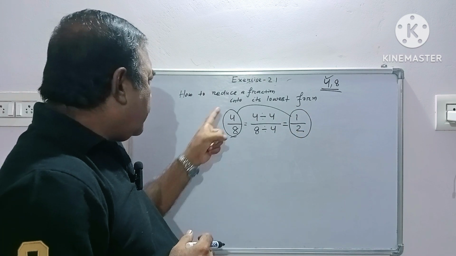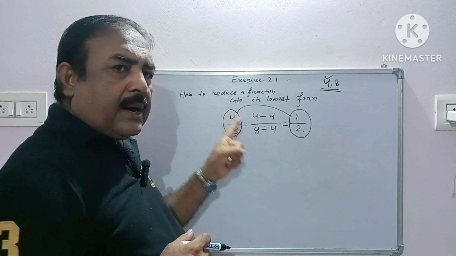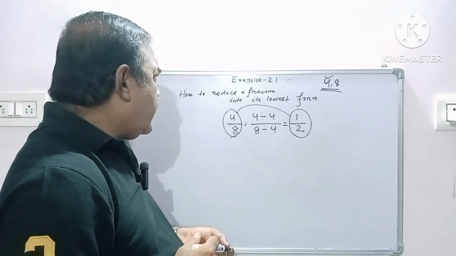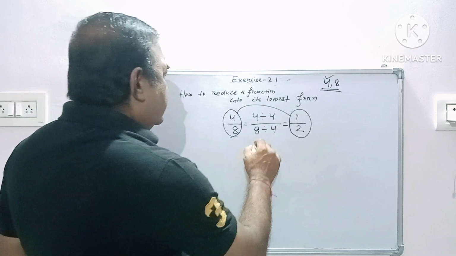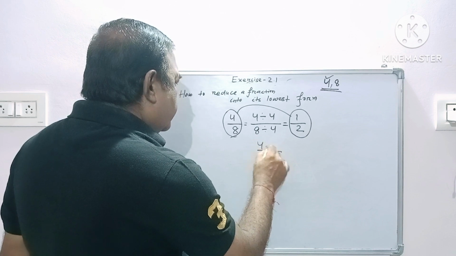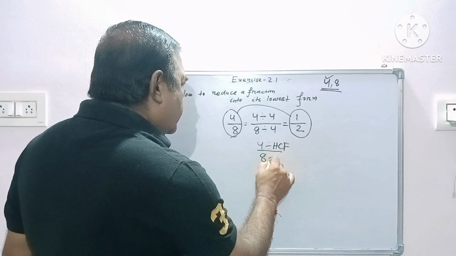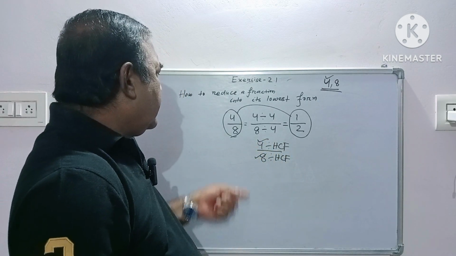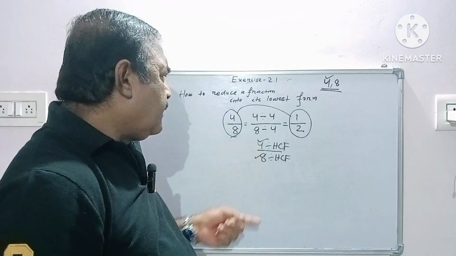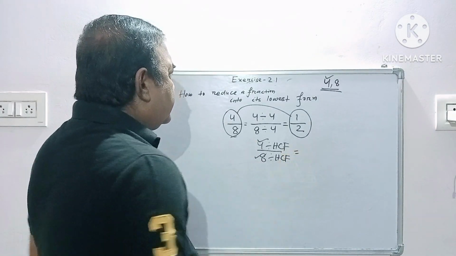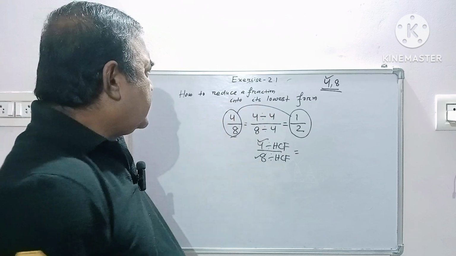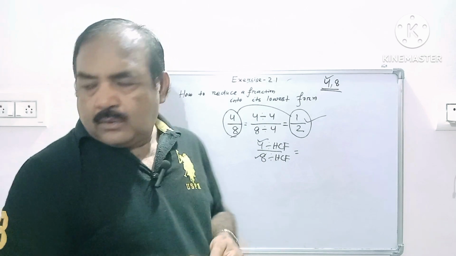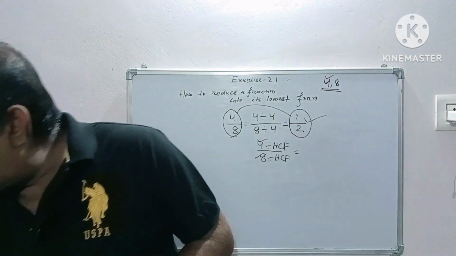We divided both the numerator and the denominator by their highest common factor, or that is called the greatest common divisor. Okay, so we have to find the HCF of both 4 and 8, and we have to divide both the numerator and the denominator by the HCF, and the result is that the fraction is in its lowest form, like this. So let us do the question number 3.